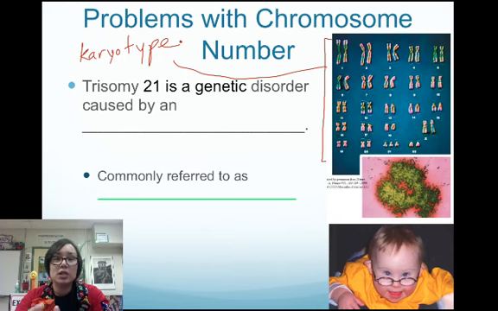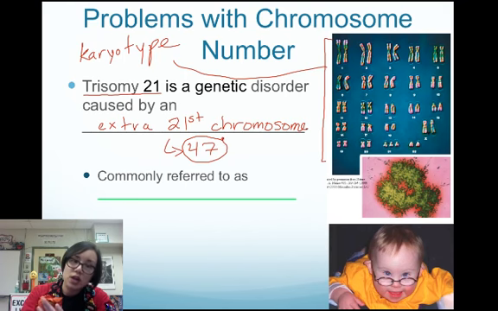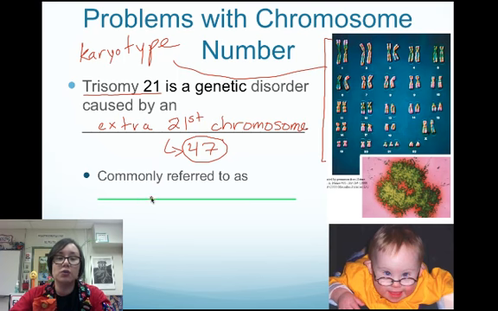And the first genetic condition that we're going to focus on, the main one that you need to know, is something called trisomy 21. So trisomy 21 is a genetic disorder caused by an extra 21st chromosome. So someone with trisomy 21 actually has a total of 47 chromosomes. And in this case, believe it or not, it's never a good thing to have more, and it's also not a good thing to have less. Trisomy 21 is more commonly referred to as Down syndrome.